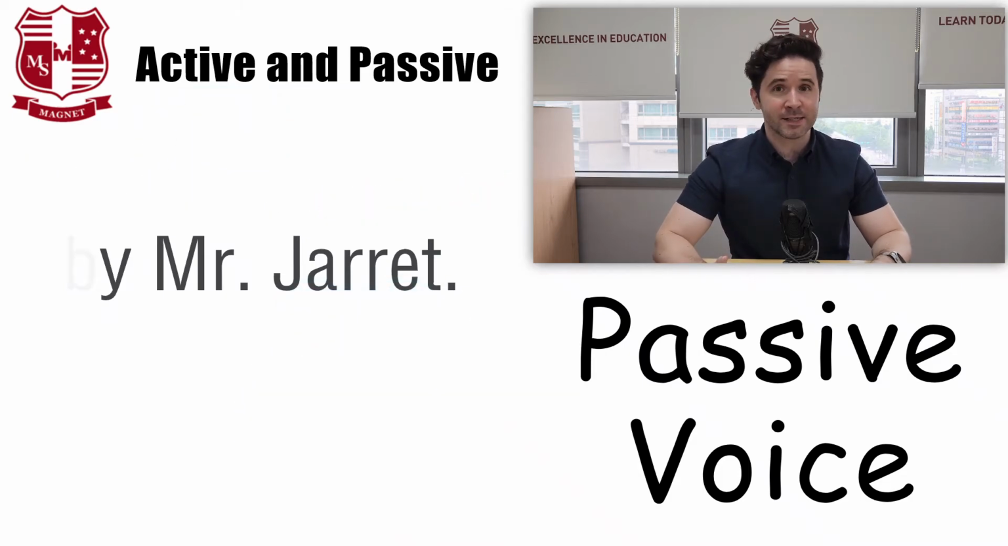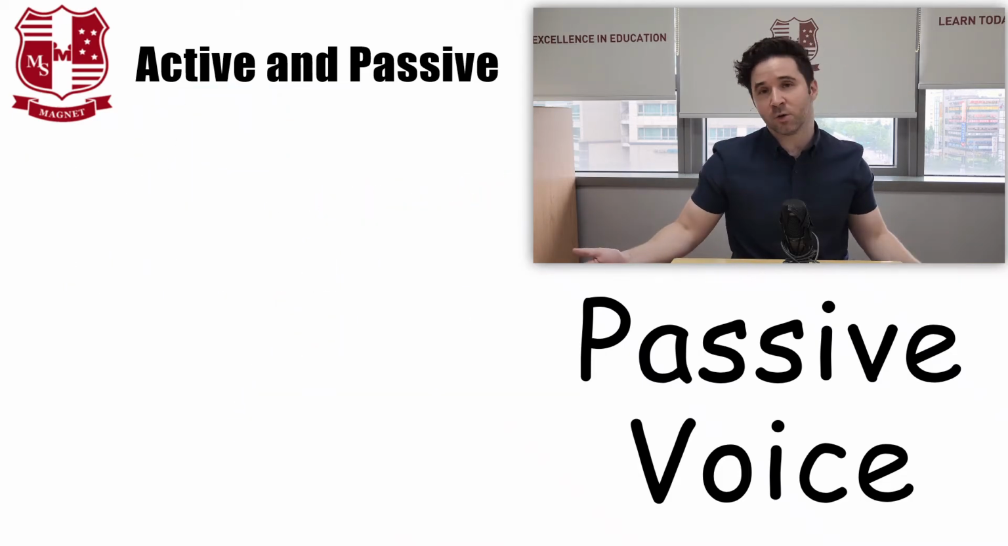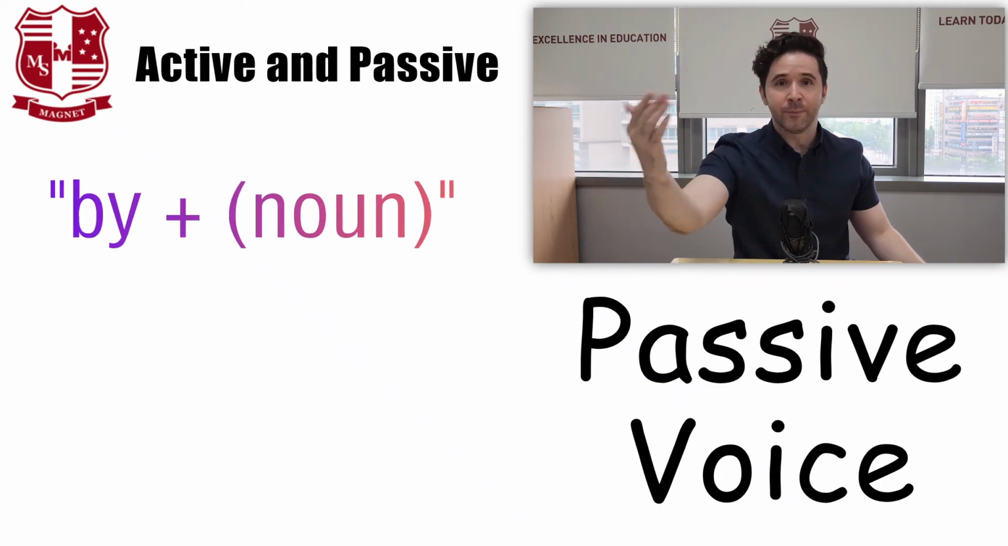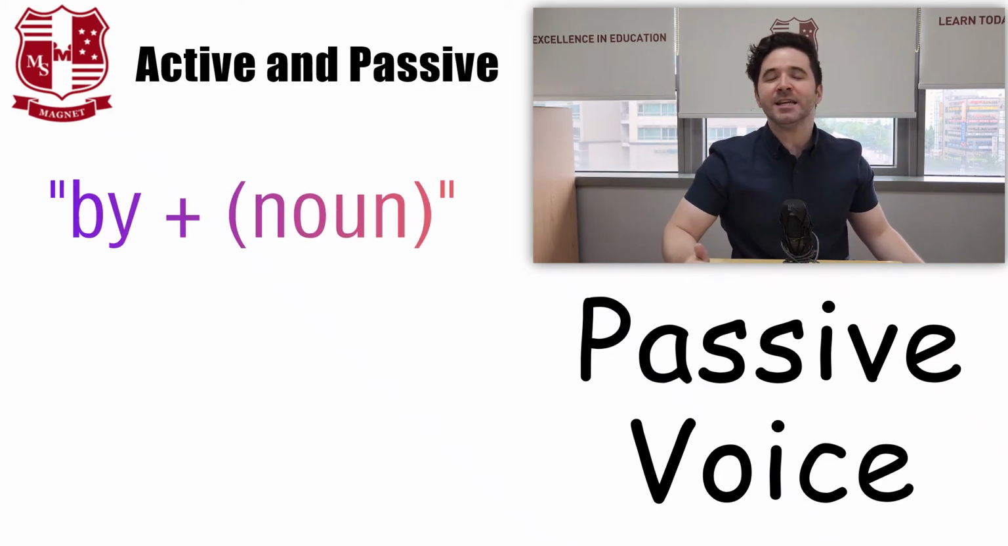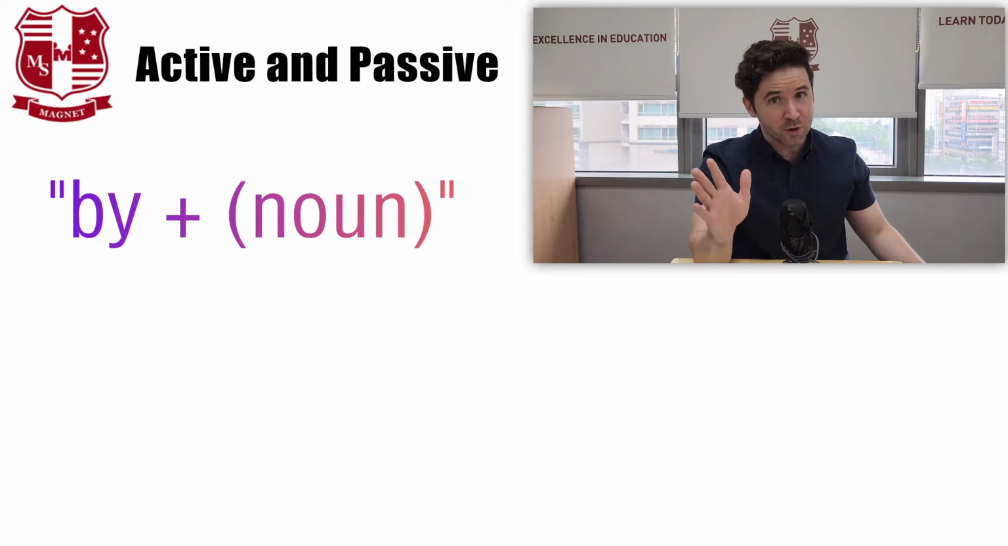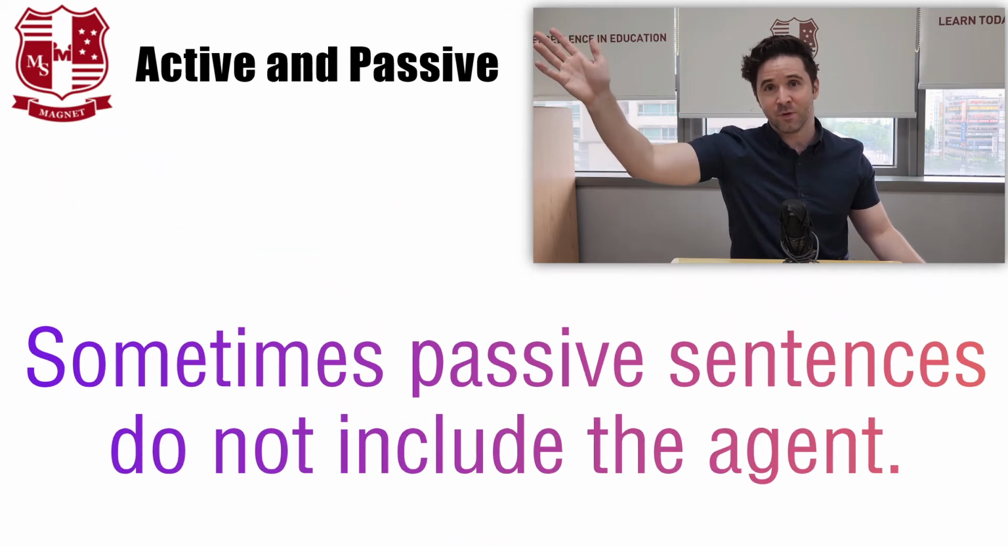Now, when you look at that example, you might think, of course I know it's passive voice. It says by and the noun, or by and the agent. That's the easiest way to try and determine if something is a passive or an active sentence. But I'll tell you something worrisome. Sometimes that by and noun is not in the sentence. Sometimes we just take it out.